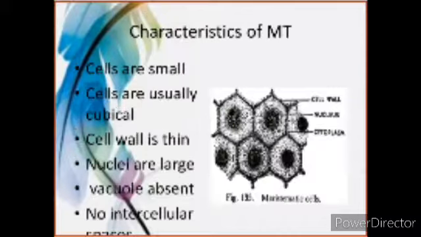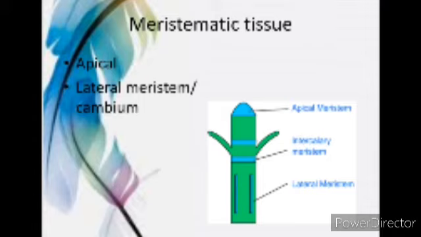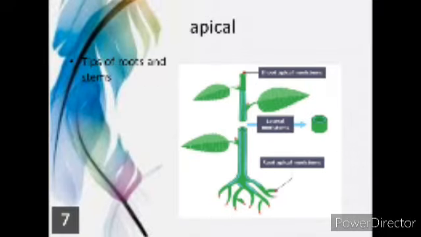Meristematic cells are living, cubical, and thin walled. Each cell has a large nucleus. The cells are closely packed with no intercellular spaces. Depending on the region where they are present, meristematic tissues are classified as apical meristem, lateral meristem, and intercalary meristem. Apical meristem is found at the growing tips of stems and roots. It increases the length of a plant.